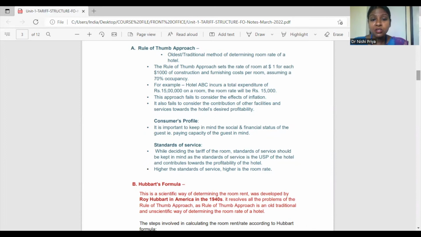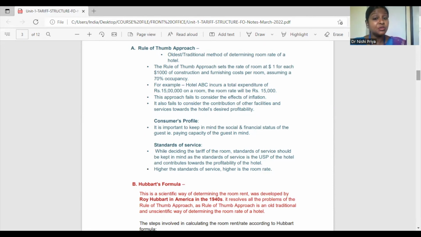So for every thousand spent, one rupee should be charged. If it is 15 lakh of total cost, which includes construction, furnishings, and total cost of the room, then assuming 70% occupancy, we need to charge 15,000 for the room rate.